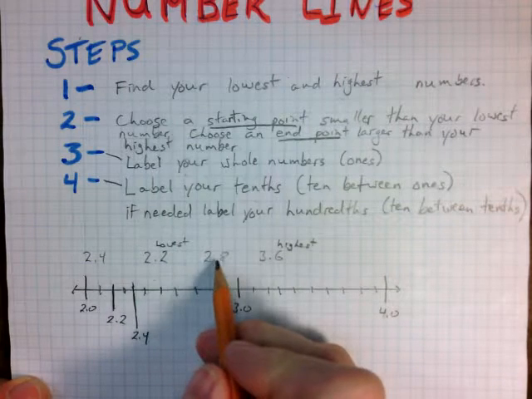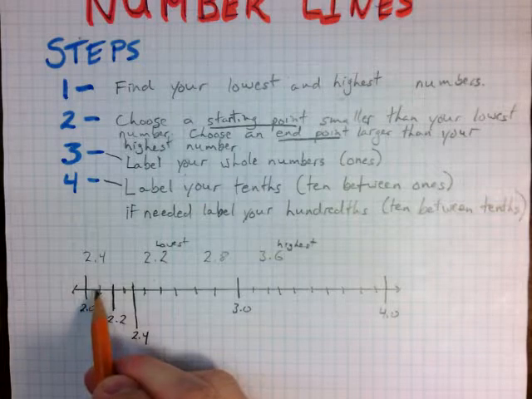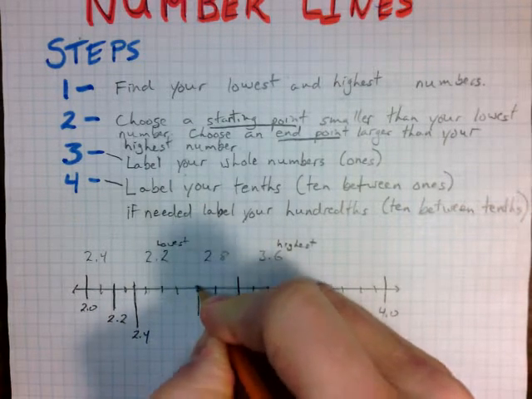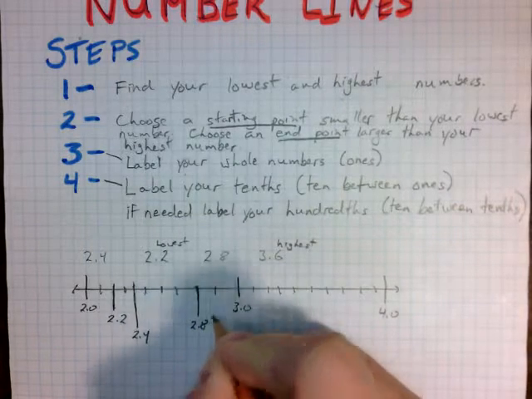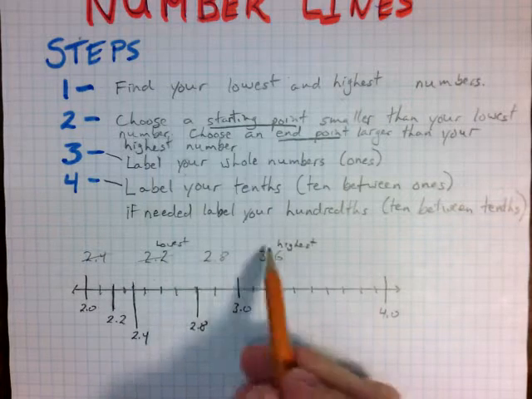Okay, my next number's 2 and 8 tenths. So I start at my 2, count 8 tenths. 1, 2, 3, 4, 5, 6, 7, 8. Label that.